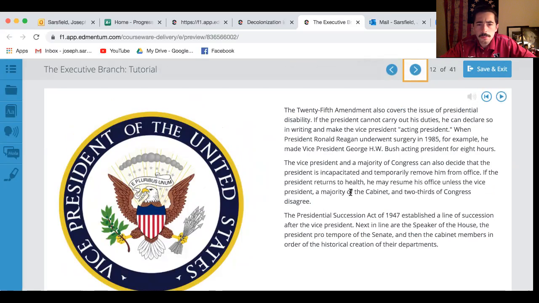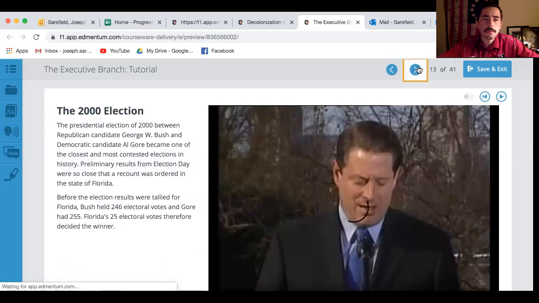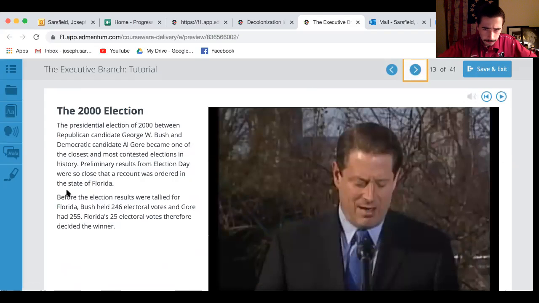This just goes on a little bit more about the 1967 Amendment, the 25th Amendment. The presidential succession list of the president, vice president, speaker of the House, the president pro tempore of the Senate was established in 1947, but it was officially made official with the 25th Amendment. So always remember the 25th Amendment for presidential succession.